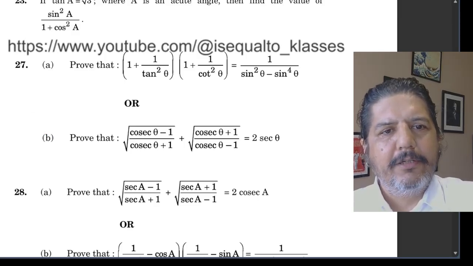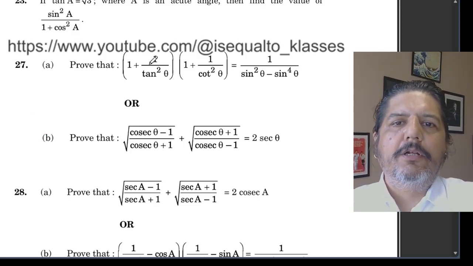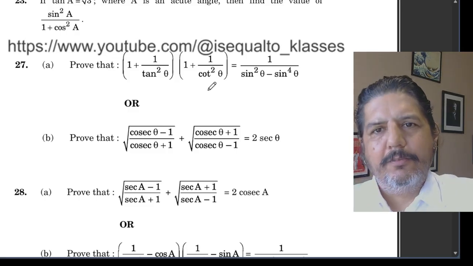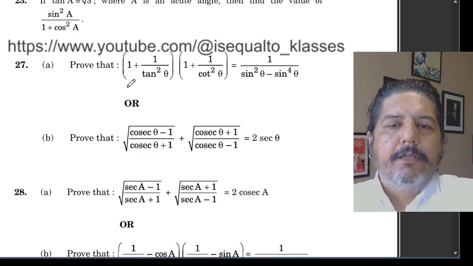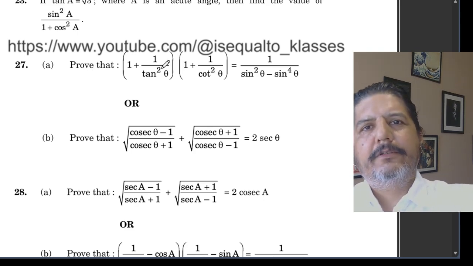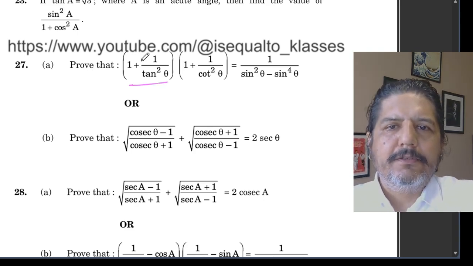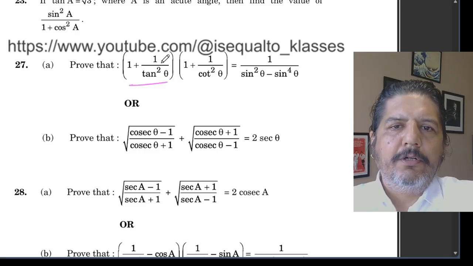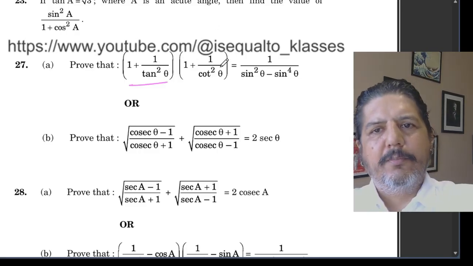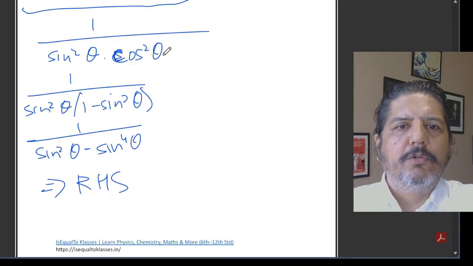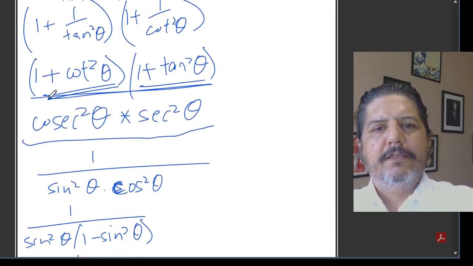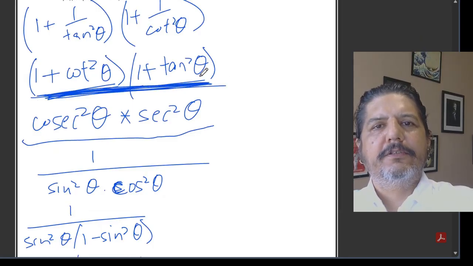Second thing that I'm trying to tell you is that please don't get bogged down by all the tan, cot, sin²θ. There are times when the question looks very difficult, but it's easy. For example, in this case, all I did was write 1 upon cos²θ as tan²θ. So this is what I started with. This is the first step I did.